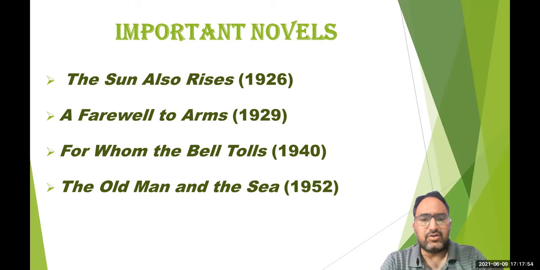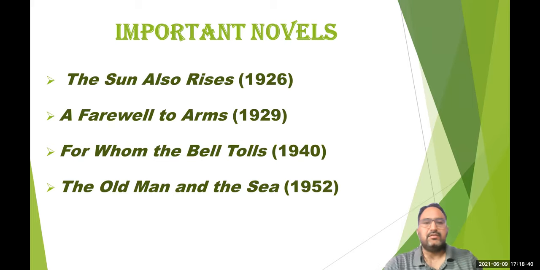I have not written the names of all the novels written by him. These 4 novels are considered to be the masterpieces. The Sun Also Rises. This novel got published in 1926, and it gave him a lot of fame as a novelist. Another one, which is an autobiographical novel, is A Farewell to Arms, which got published in 1929. And this novel is full of some autobiographical elements. The third and one of the best novels written by Ernest Hemingway is For Whom the Bell Tolls in 1940.